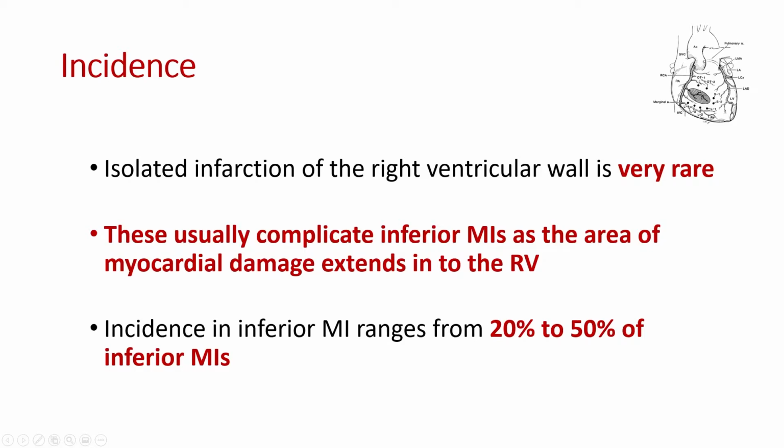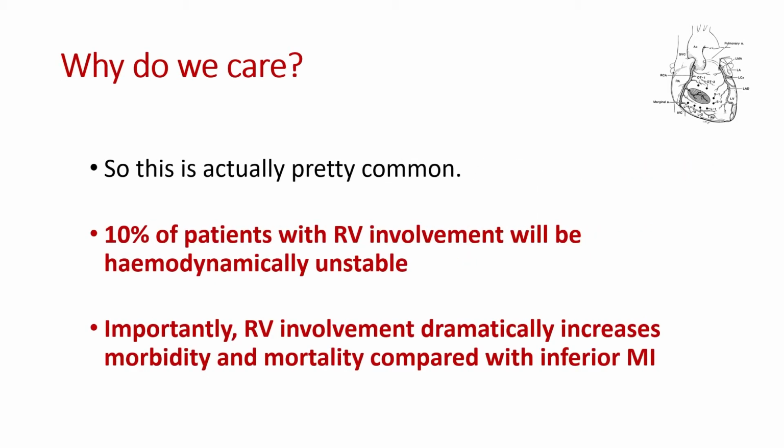and we know that inferior myocardial infarction is the most common presentation. So this is actually quite a high incidence. So it's pretty common. 10% of patients with involvement of the right ventricle will be hemodynamically unstable, and that comes from a very large multi-cohort study. So that's pretty good data. Importantly then, as an extension of that, if you have right ventricular involvement, this is going to increase your morbidity and mortality compared with inferior MI.